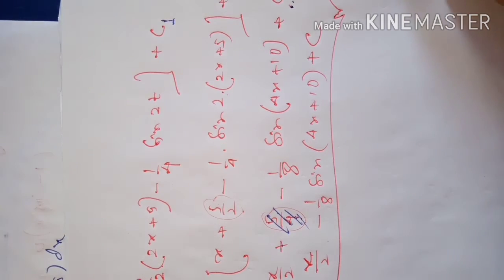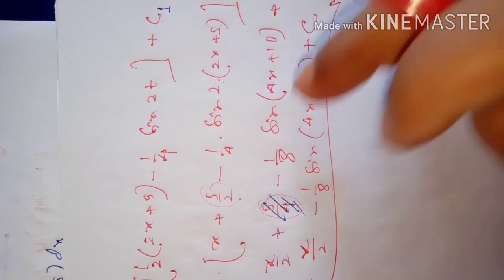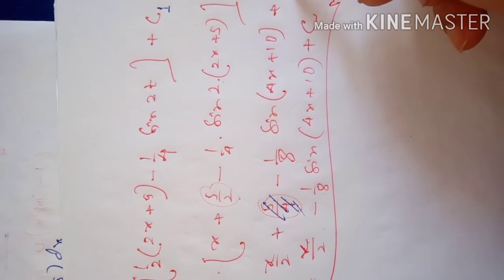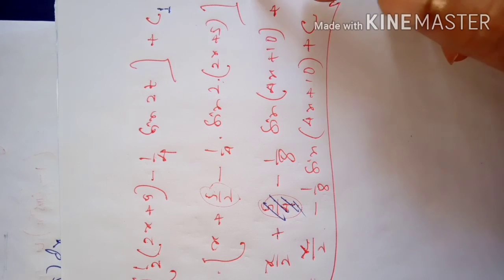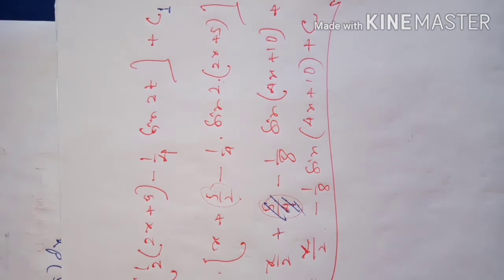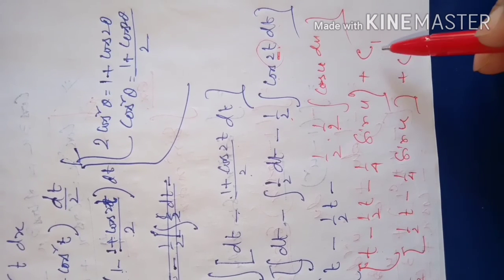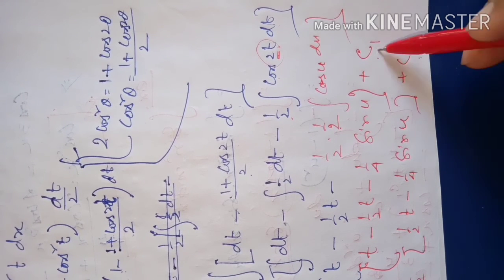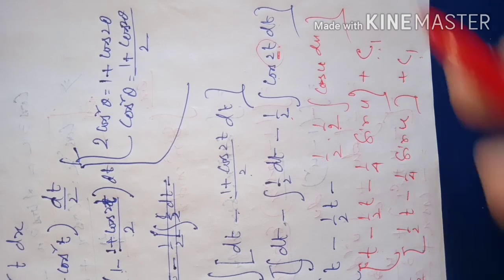Okay, dear students, this is also correct, but since this is a constant, we have to merge the constant with the previous constant. So this is our answer. Then in our previous steps also, you write this constant as c1. Here also you write c1, and that last one will be c.